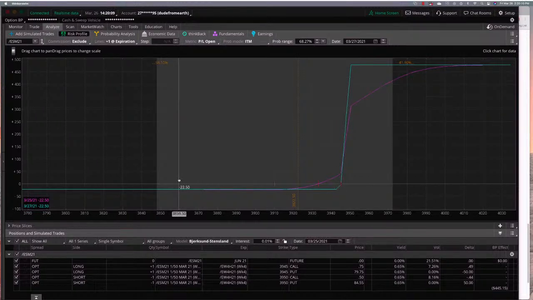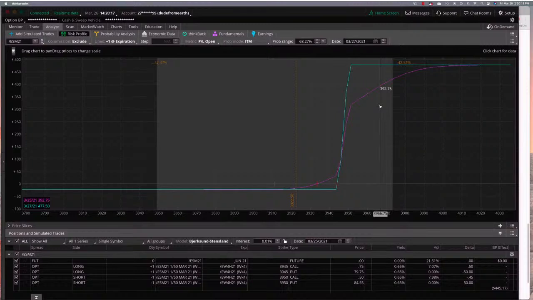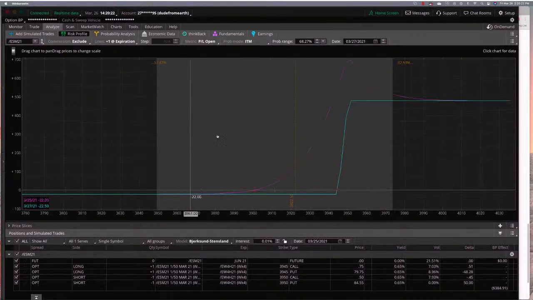One was $10, the other one was $12.50. All right? But look what the potential max win would have been. It was $477. All right? $22, $400. That's 2,000% greater.